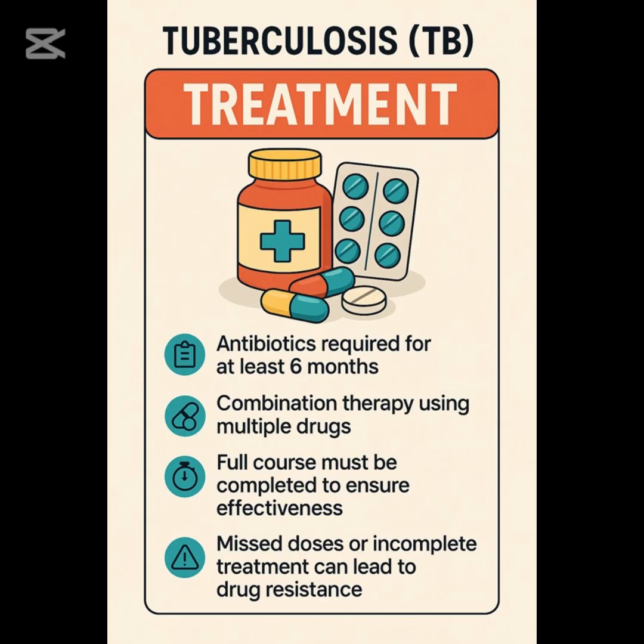Treatment. TB is treated with a standard course of antibiotics taken over a period of at least 6 months. The first-line drugs include isoniazid, rifampin, ethambutol, and pyrazinamide. It's essential that patients complete the entire treatment to prevent relapse and the development of drug resistance. MDR-TB requires longer treatment with second-line drugs, which may be more toxic and less effective. Directly observed therapy, DOT, is often used to ensure adherence.